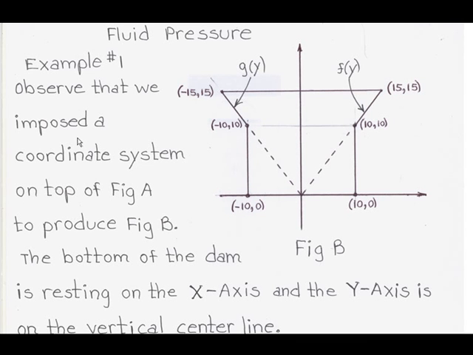Now observe that we imposed a coordinate system on top of figure A to produce figure B. So now, as you see here, we took a coordinate system and we superimposed it on our dam. This vertical line is our y-axis. This line here is our x-axis. And we had it go through the center, and the bottom of the dam runs along the x-axis. So these are the coordinates at each significant point of the dam.